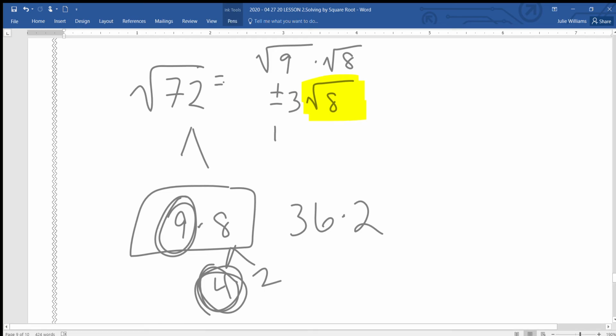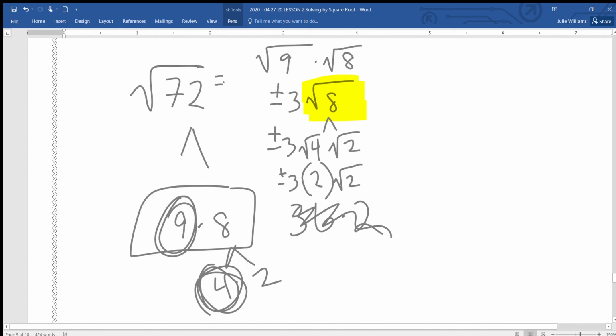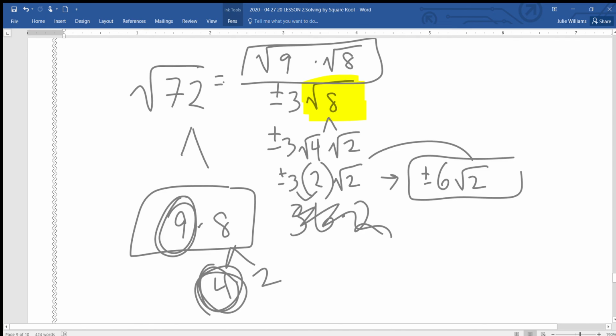So it becomes plus or minus 3 times the square root of 4 times the square root of 2. Okay, so then you're left with plus or minus 3 times the square root of 4 is 2, times the square root of 2, which becomes plus or minus 3 times 2 is 6, and then times the square root of 2. Okay, that is if I had started like this.